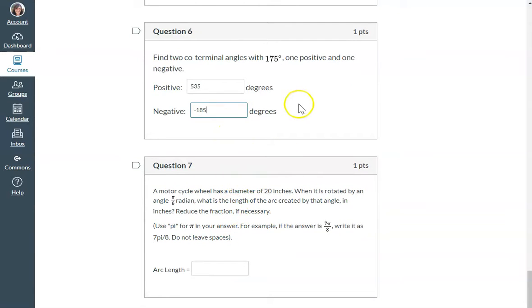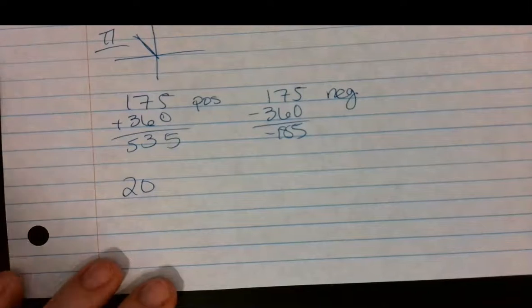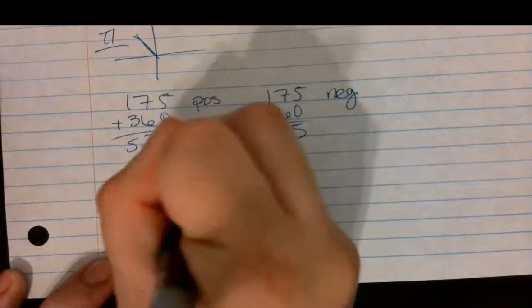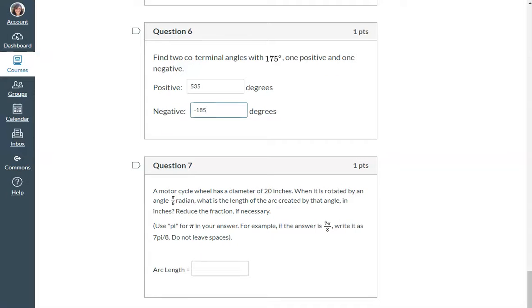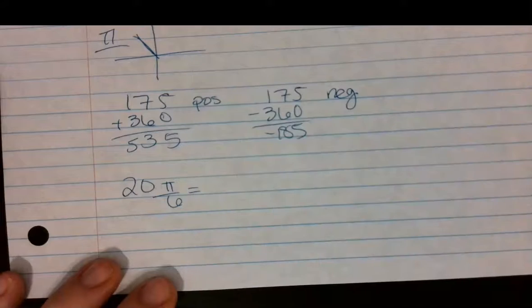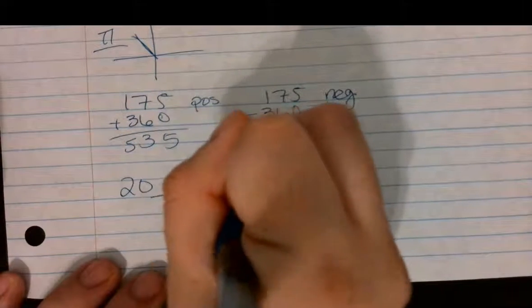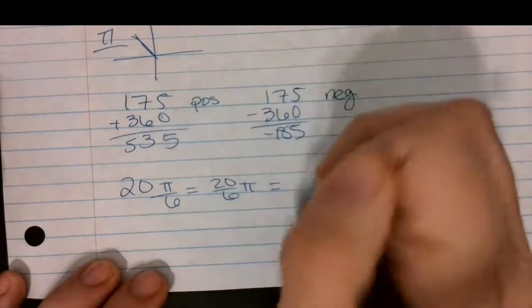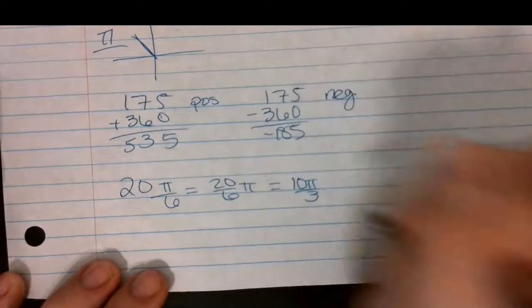Okay. Number 7 is saying a motorcycle wheel has a diameter of 20 inches. When it's rotated by pi 6 radian, what is the length of the arc created by the angle in inches? Since my angle is already given to me in radians, all I have to do is, you can't see my screen. I want to take 20 times pi 6. Yeah, it says leave pi in my answer. So then I just need to have 20 over 6 pi. I simplify that. It gives me 10 pi thirds.